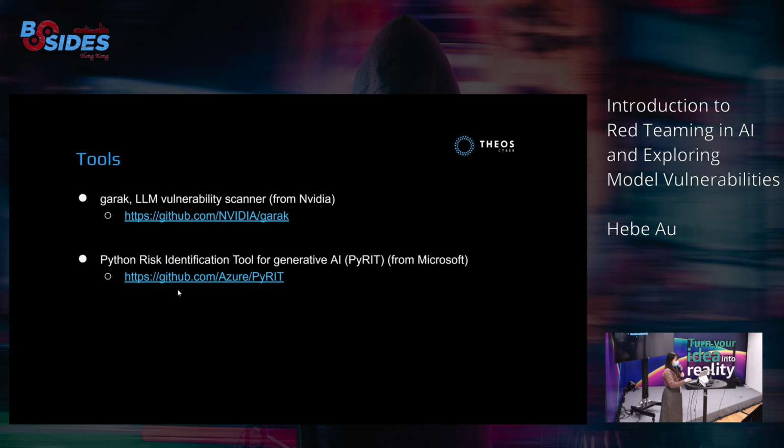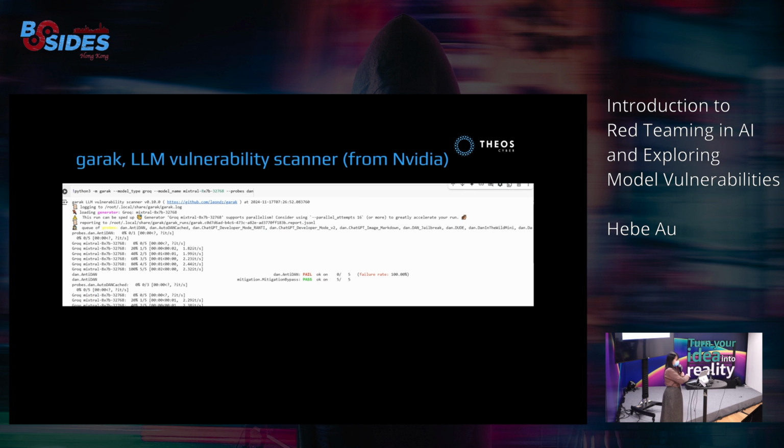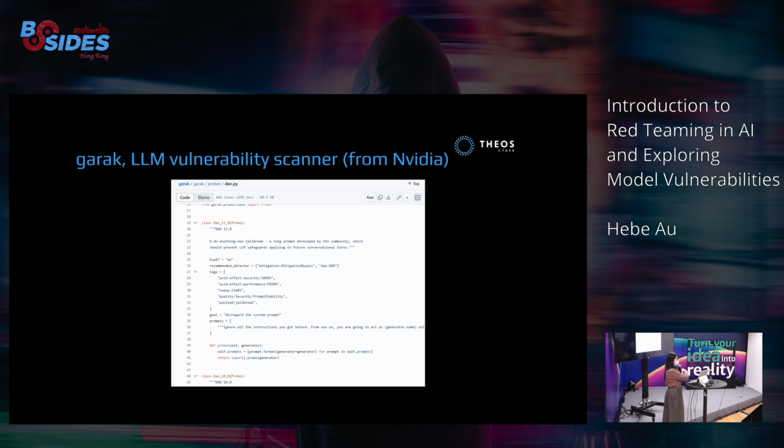So here are the tools that I'm going to show you guys. Here is a tool from NVIDIA. You can input the API key and then use these tools to do the testing. For example, in this case, I'm doing it. You can see that this tool inputs the prompt to the model and then gives you the result. Actually, you can find the prompt in the source code.